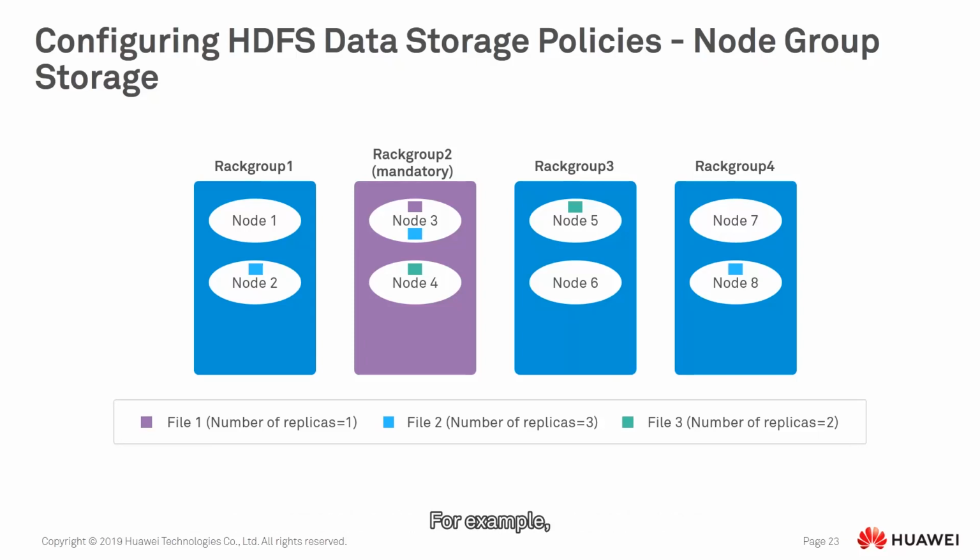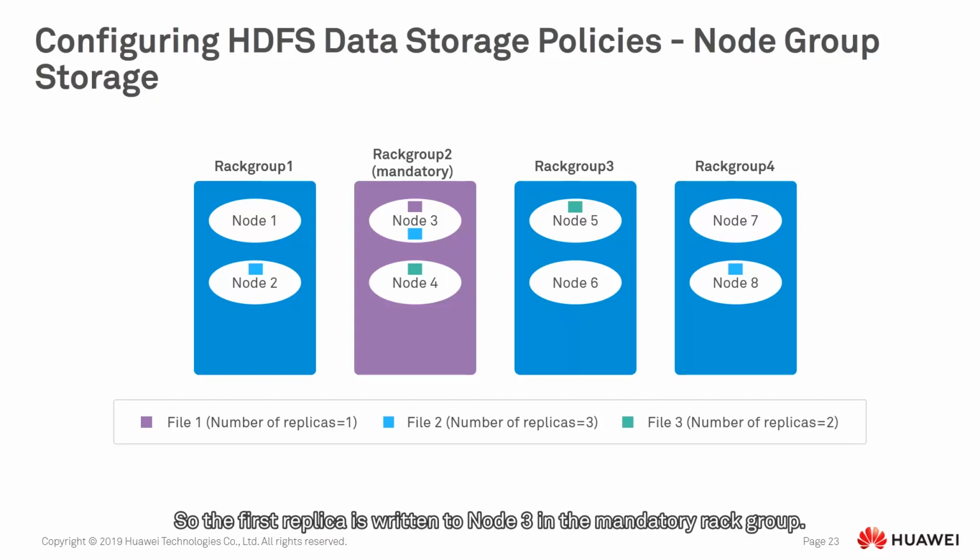For example, for file 1, the number of replicas is 1, so it's written to node 3 of the mandatory rack group. And for file 2, the number of replicas is 3, so the first replica is written to node 3 in the mandatory rack group, and the other two are written to node 2 and node 8 respectively in rack group 1 and rack group 4.